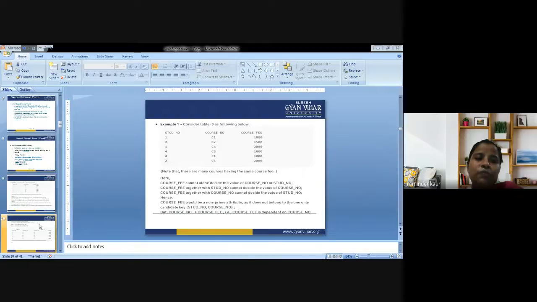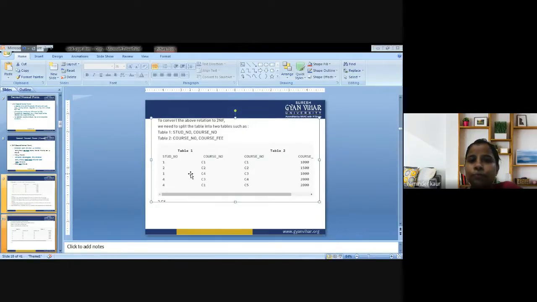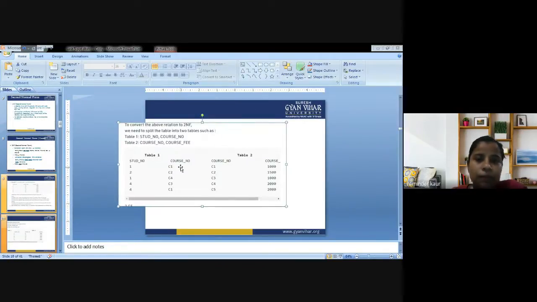So we are supposed to convert it into the normal form, that is, the second normal form. We are converting it into two tables: the first containing student number and course number, and the second table containing two attributes, that is course number and course fee. So this is the interpretation of the second normal form. If you have any query, you can ask me.